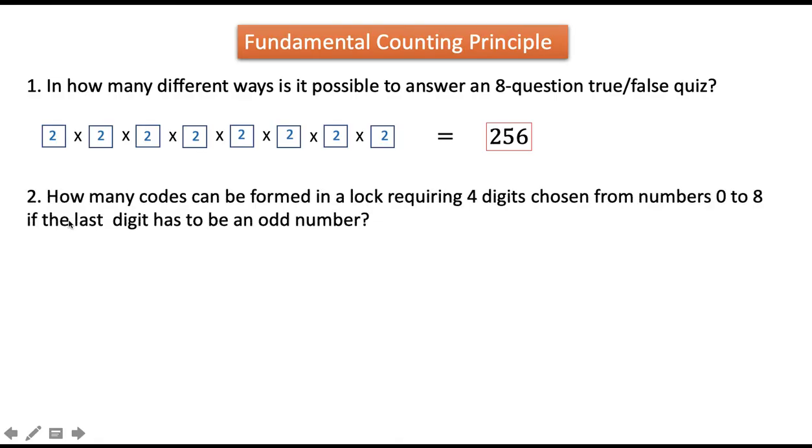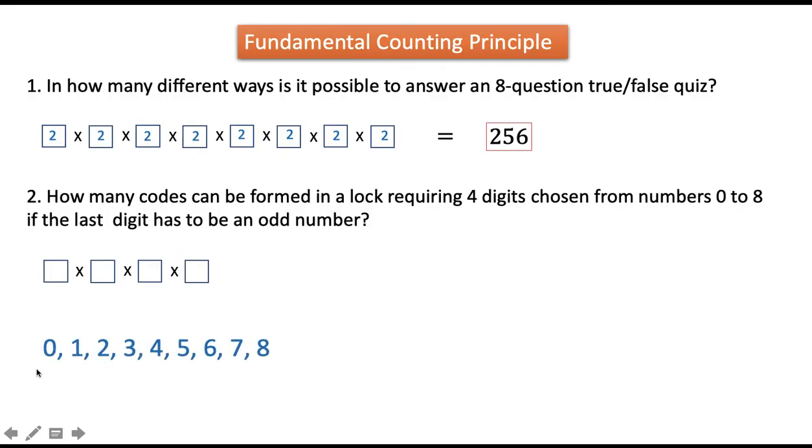In our given number 2, how many codes can be formed in a lock requiring 4 digits chosen from numbers 0 to 8, wherein the last digit has to be an odd number. So let us make 4 boxes here that represent the 4 digits. So we will be choosing numbers from 0 to 8. So let us list them down and we're going to count them all.